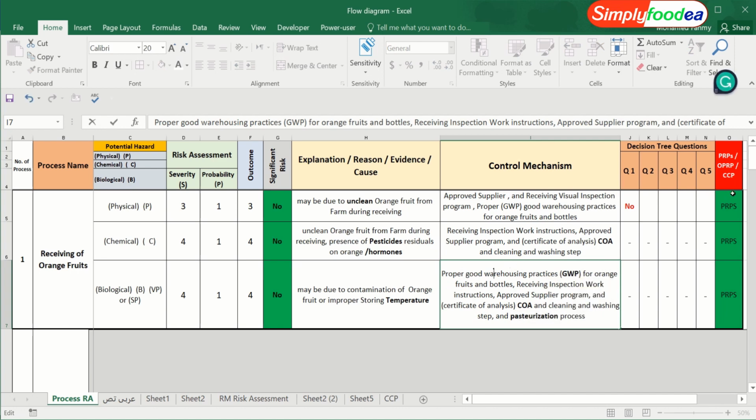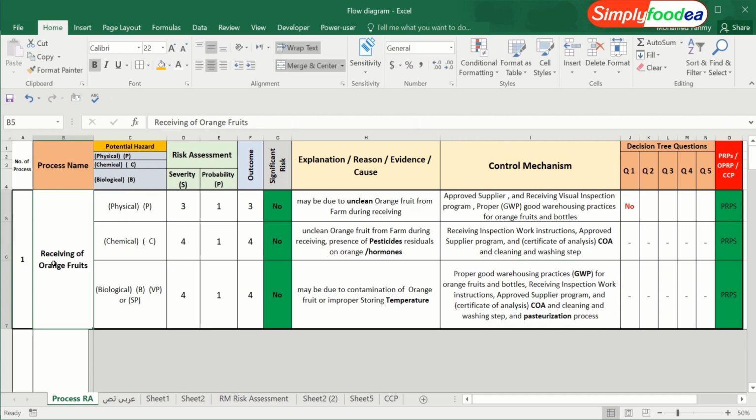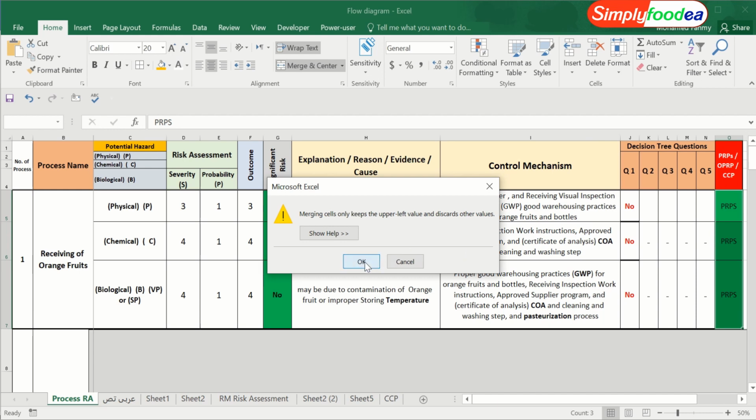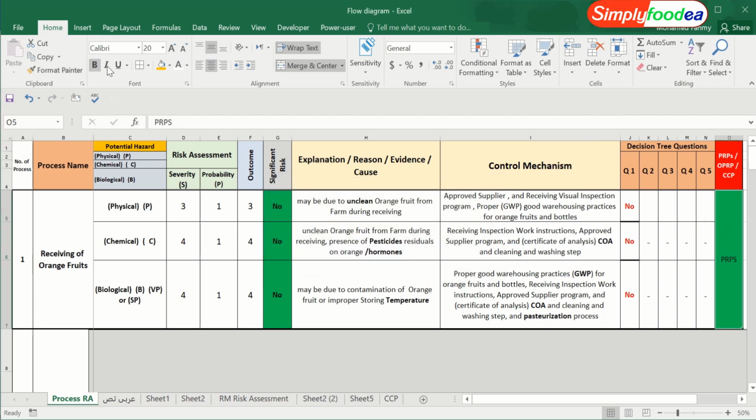Okay, so this way we will get each step of the manufacturing process of the orange juice and make the proper risk assessment for it, either the physical hazard, the chemical hazard, or the biological hazard, which is a vegetative pathogen or spore-forming pathogen. So here will also be no, sorry I forgot it, and no. So all these processes can be mentioned in one part to be PRP. Yes, please. So it is PRP. So the receiving of orange fruit is controlled by the proper implementation of the prerequisite programs.